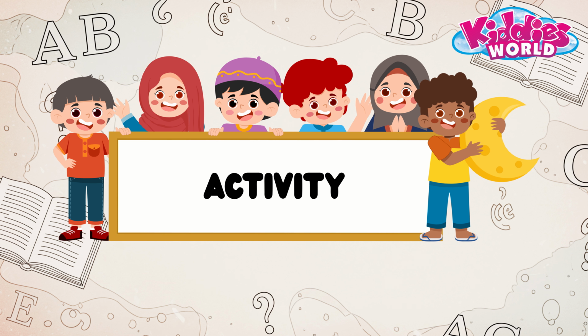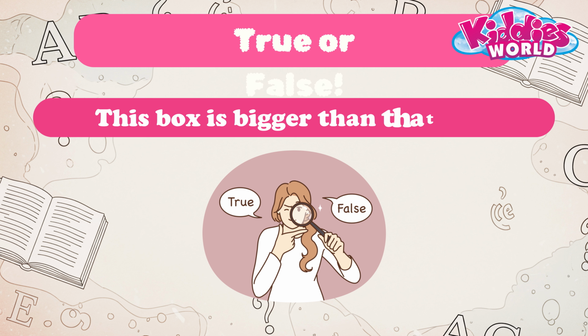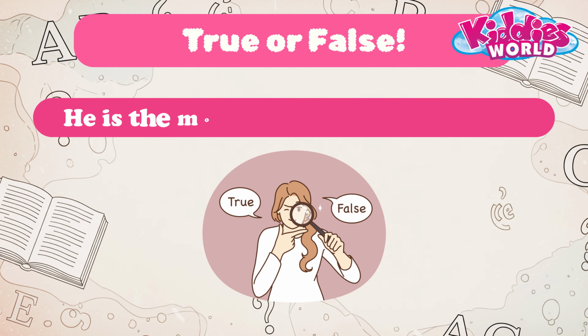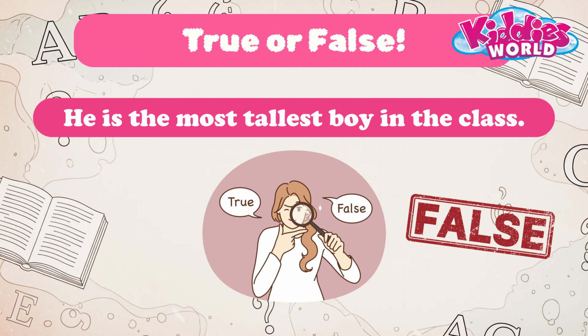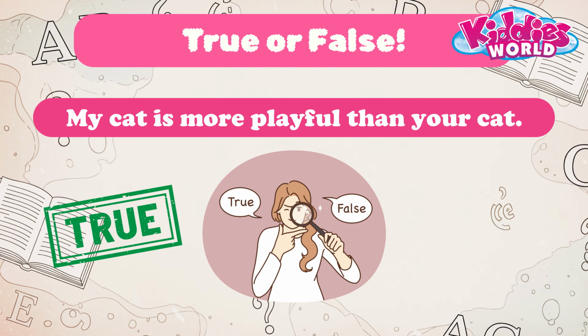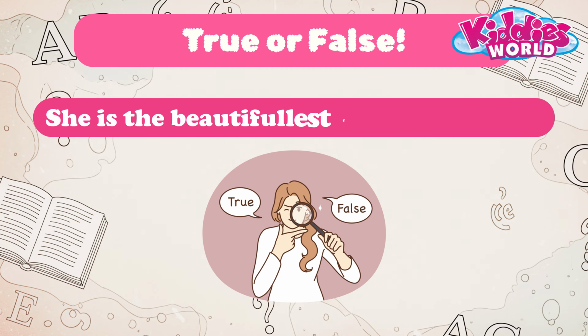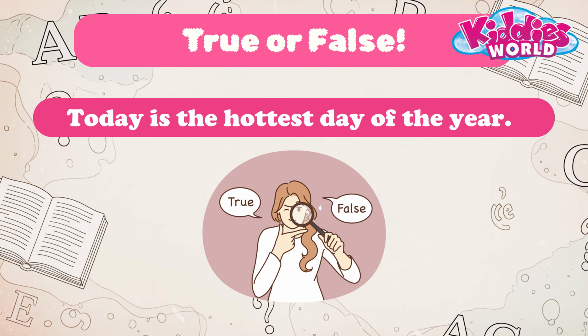Activity. Shout true if it's correct and false if it's not. This box is bigger than that one. Is it correct? True. He is the most tallest boy in the class. Correct or not? False. We only say the tallest. My cat is more playful than your cat. True. She is the beautifulest girl at the party. False. It should be the most beautiful. Today is the hottest day of the year.